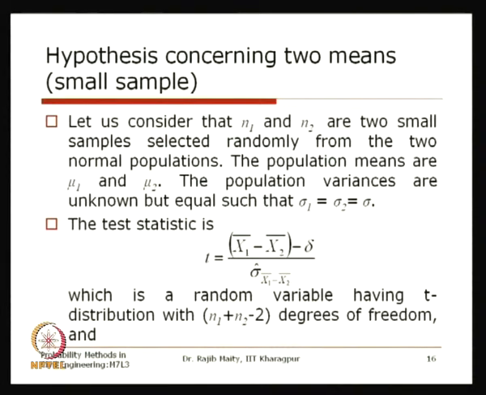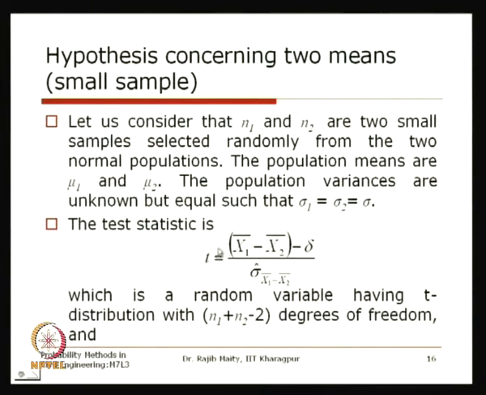Regarding these two sample means, if either of the sample sizes is less than 30, then this should be considered a small sample, and as we have seen with a single mean, it follows a t distribution. So here the statistic is x1 bar minus x2 bar minus delta, divided by sigma hat of (x1 bar minus x2 bar), which is the estimate of the standard deviation of the difference between the two means.